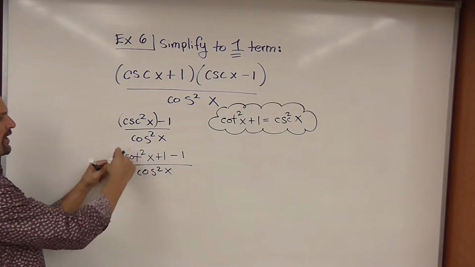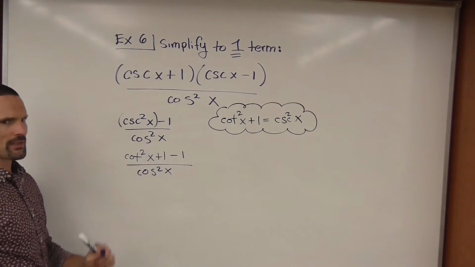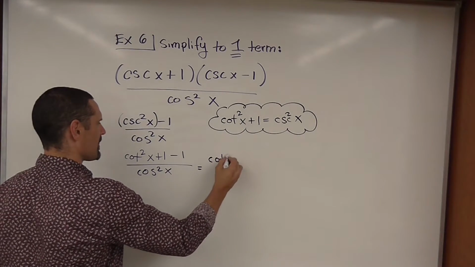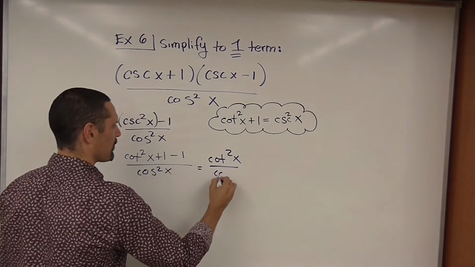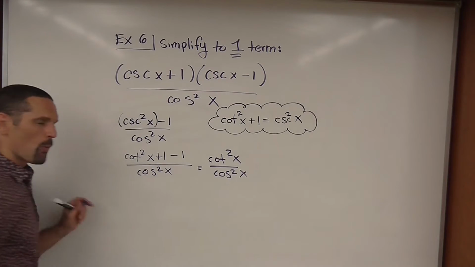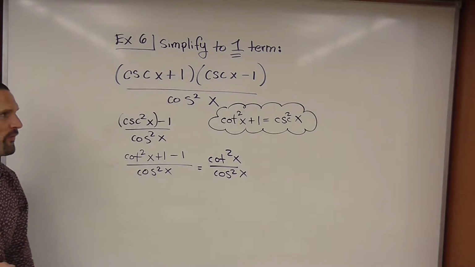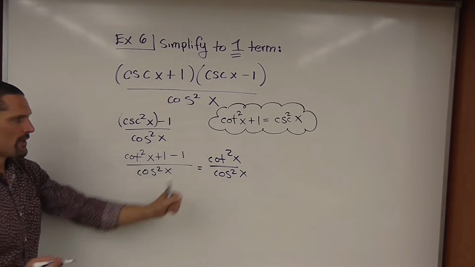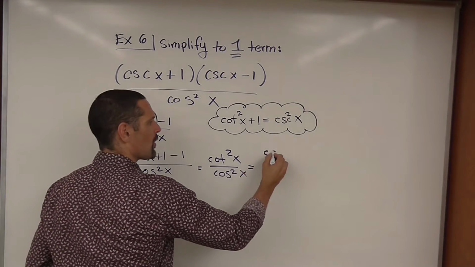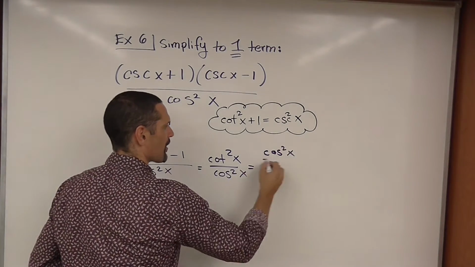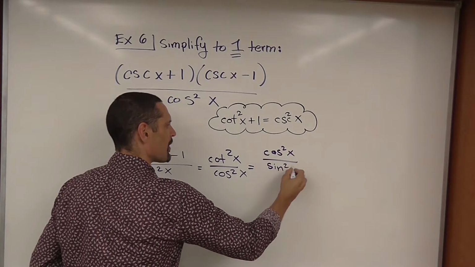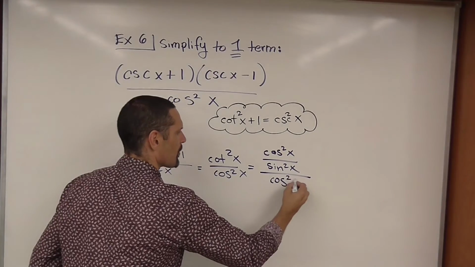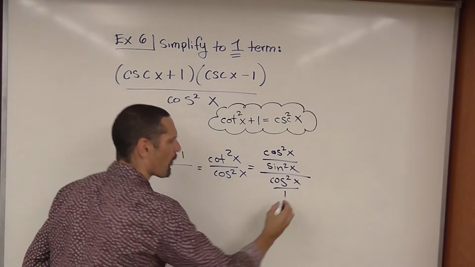I could write that in parentheses, but I know my next step is going to be plus 1 minus 1, which gives us cotangent squared x over cosine squared x. We're getting closer to our goal of simplifying to one term. By definition now, cotangent squared x is cosine squared x over sine squared x, and that's all divided by this cosine squared x. I'm going to put this over 1.